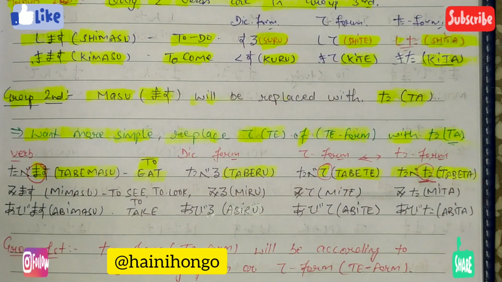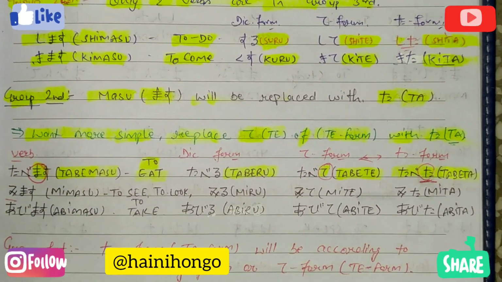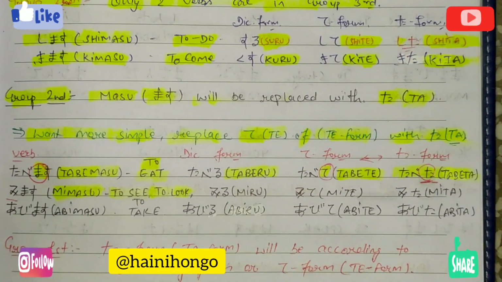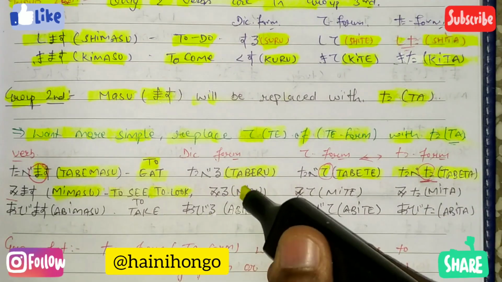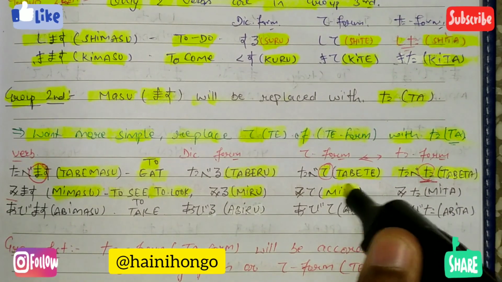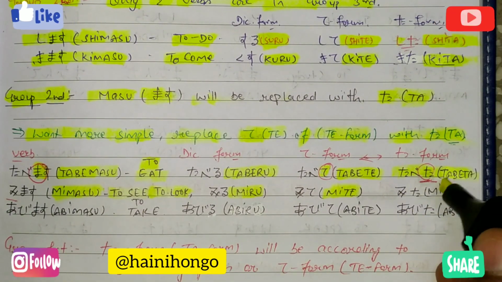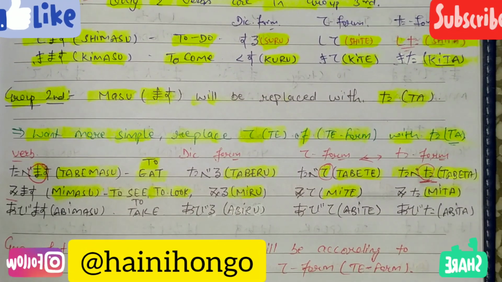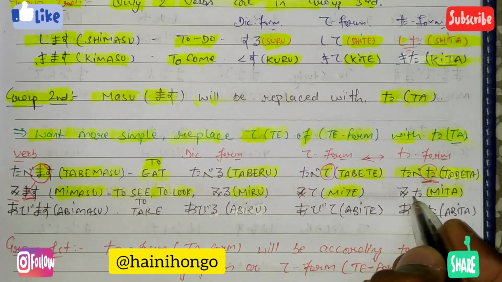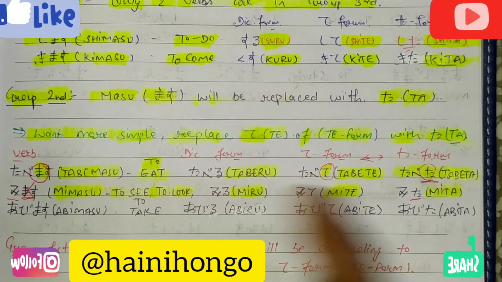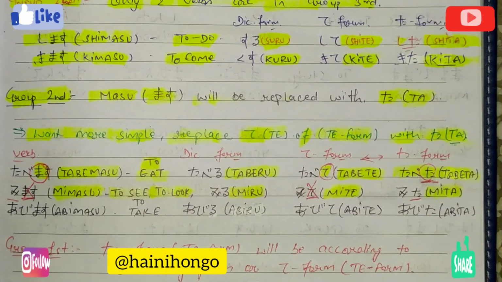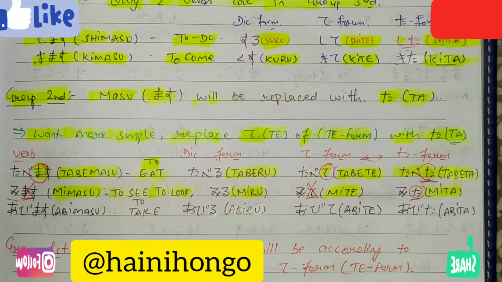Let's have a look at one more example. Mimasu. Mimasu means to see, to look. The dictionary form of mimasu would be miru. The te form of mimasu would be mite, and the ta form of mimasu would be mita. So if we are making it from the MASU form, then we will replace this MASU with this ta. And if we are making it from the te form, then we will replace this te with this ta.